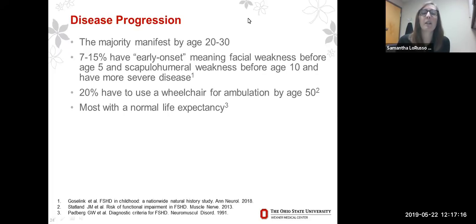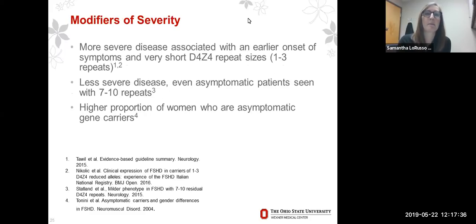And about 20% of people will have to use a wheelchair for ambulation by age 50. But in general, there is a normal life expectancy. The only reason that I can think of that would make life expectancy less is if there was severe respiratory involvement, which can happen sometimes.